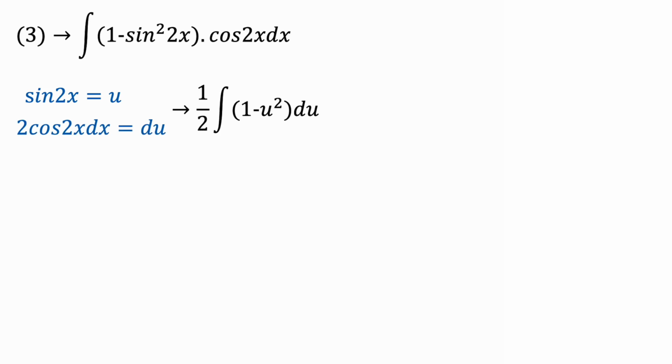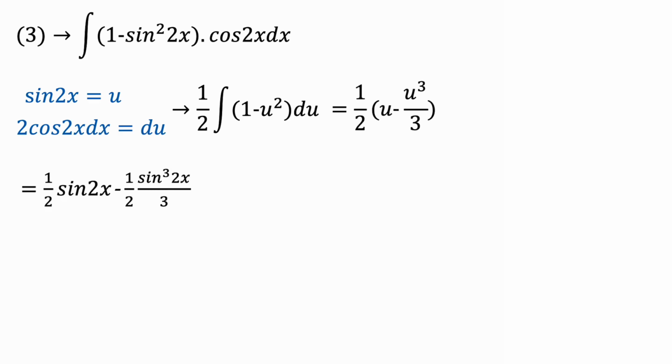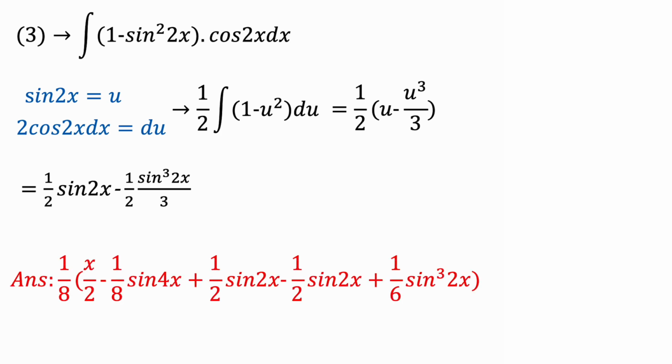We've repeated this process many times, and I know you remember it. So now we simply take the integral. We get u minus u cubed over 3, and then we substitute back in place of u. All right, this was the solution to our final trigonometric example.